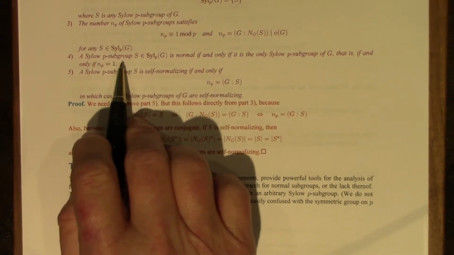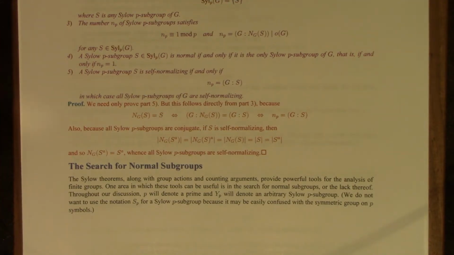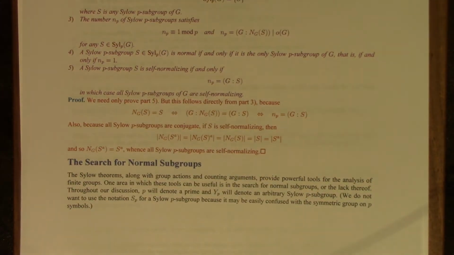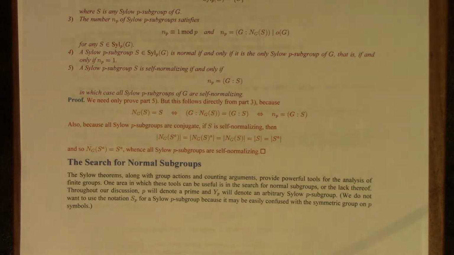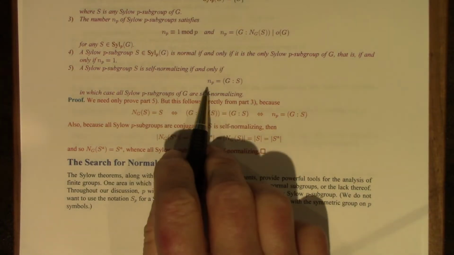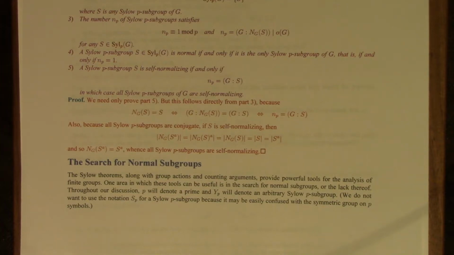Fourth, a Sylow p-subgroup is normal if and only if it is unique, if there's only one Sylow p-subgroup. And fifth, a Sylow p-subgroup S is self-normalizing, meaning it's equal to its own normalizer, if and only if n_p is equal to the index of S in G. To be self-normalizing, as I mentioned last time, is to be as unnormal as possible. The only elements of the entire group that normalize S are the elements of S itself.